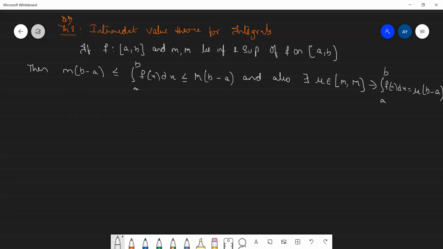So what they are actually asking is: they gave f as a mapping from [a, b], and m and M are the infimum and supremum of the function f on [a, b]. And this is a very important one. This is what we have to prove. And they gave mu belongs to [m, M]. Now we will look into the proof of the theorem.